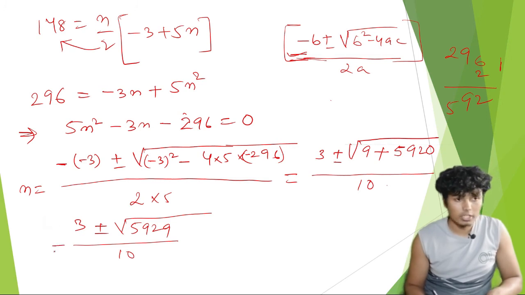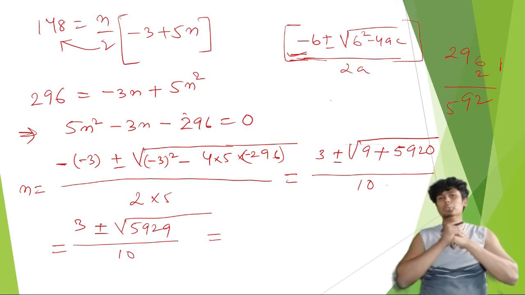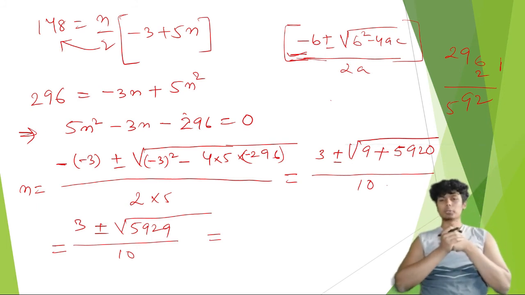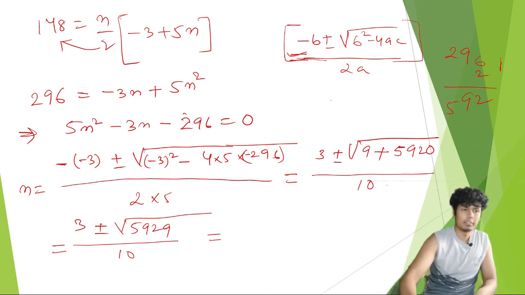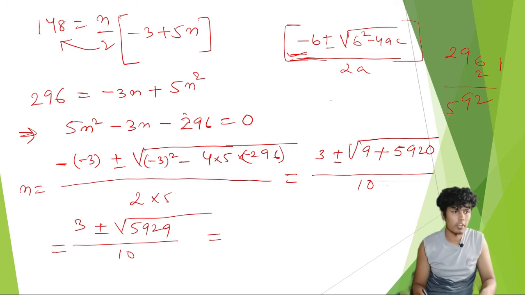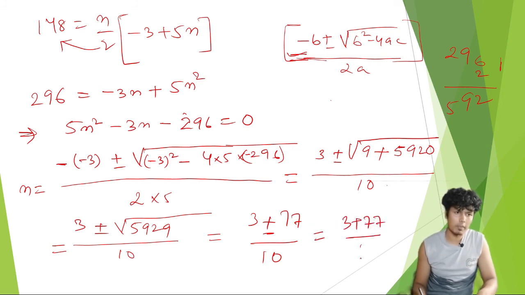I hope you can understand so far. Okay, to calculate this, we need to find the root of 5929. What will be the root of 5929? Come on, tell me what is the root of 5929. So the root of 5929 will be 77. So 3 plus minus 77 divided by 10. Okay, so we can write 3 plus 77 divided by 10 or 3 minus 77 divided by 10.